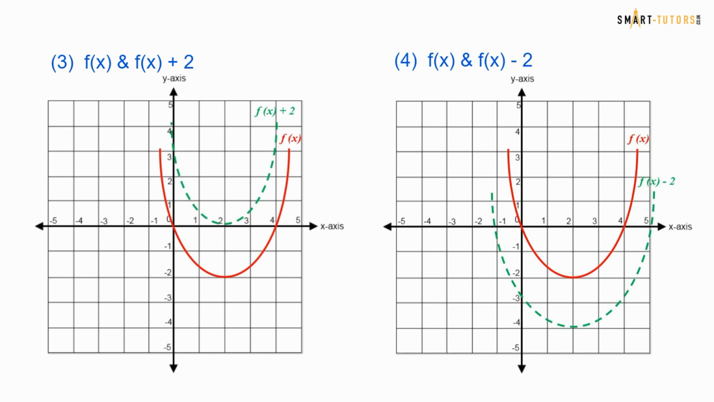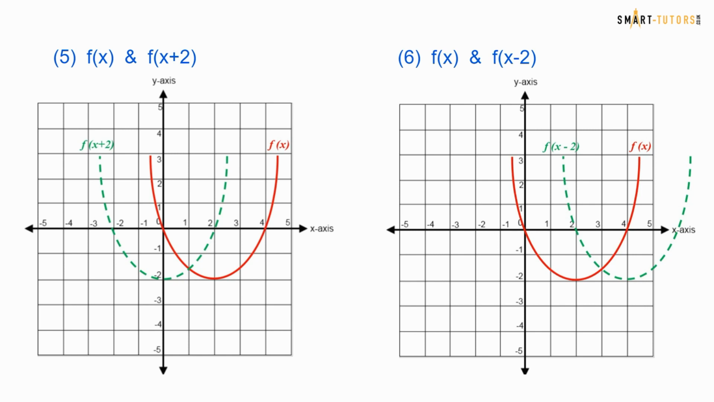Type 4, f(x) and f(x) minus 2. So the red color graph is f(x) and f(x) minus 2 means the entire graph goes below, so going down by 2 units. So the green color graph is going to be f(x) minus 2.